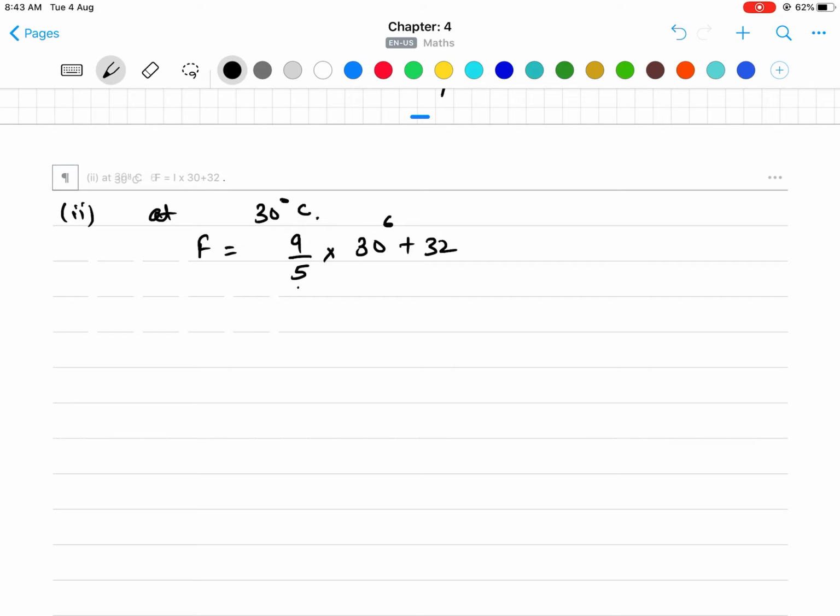So this 5 will give us 6 here. The 6 into 9 will be 54 plus 32. And we have to add these two. 54 plus 32 will be 86. So the answer of this part is 86.